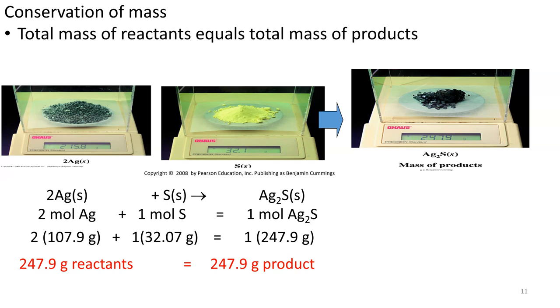That's conservation of mass. That is always the case. That's the reason we balance equations, because you have to make sure you have equal masses of reactants and products. You can't have 240 here and 250 here. It doesn't work. Mass has to be conserved. So that was the mole in a nutshell.